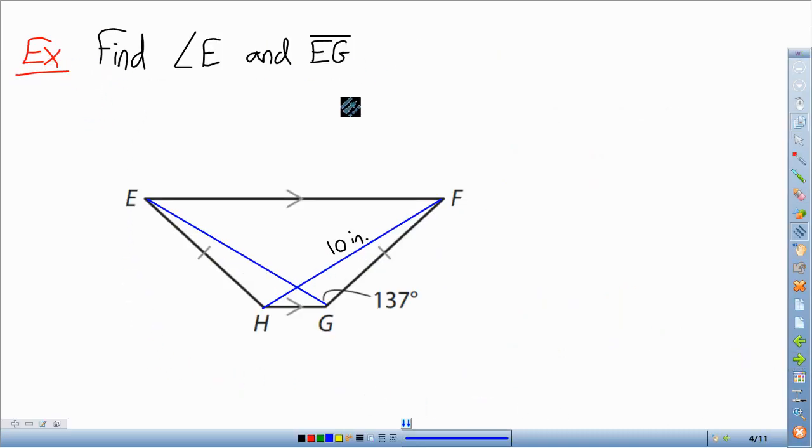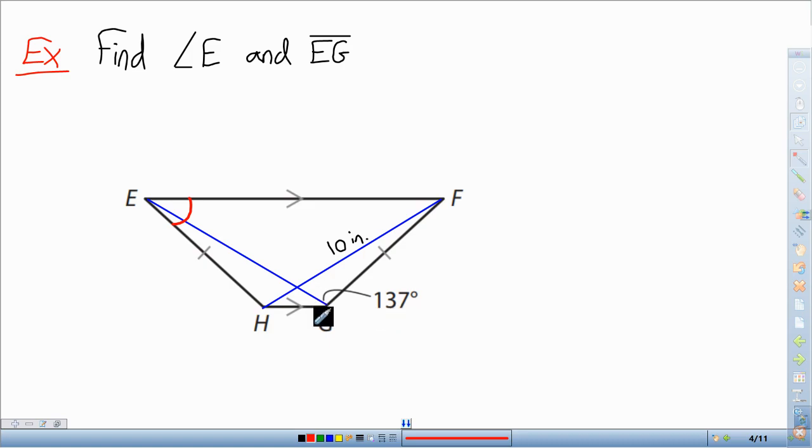So this first example, go ahead and copy this one here, and we're going to do it together. This is asking us a couple things. It wants us to find angle E and then segment EG. So first, let's focus on angle E. First things first, angle E, that's this angle right here. Here's what I notice. We have angle G. Angle G is 137 degrees.